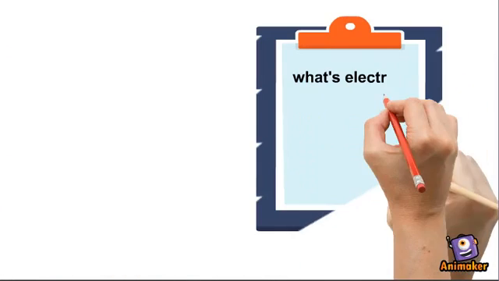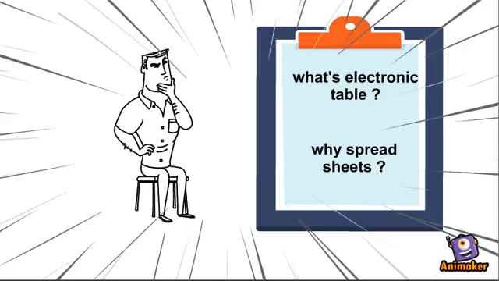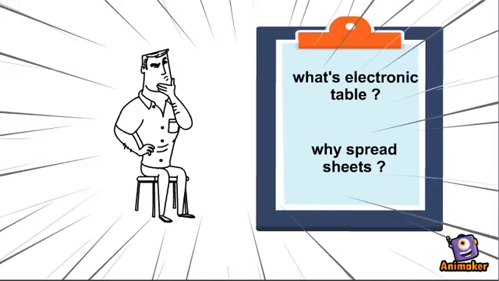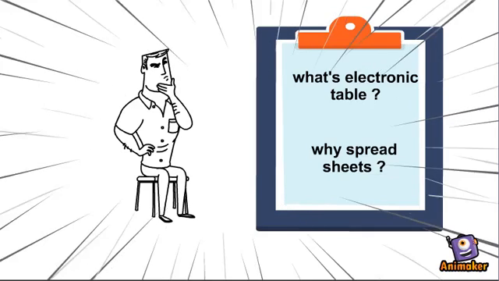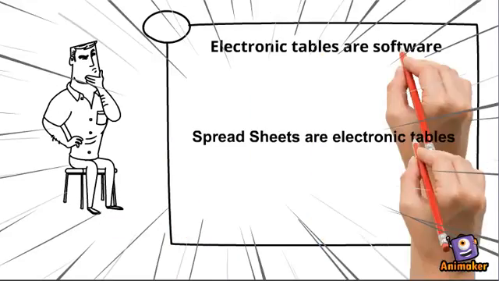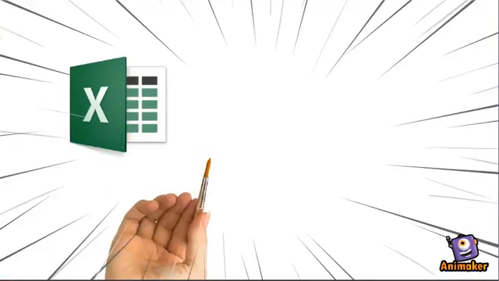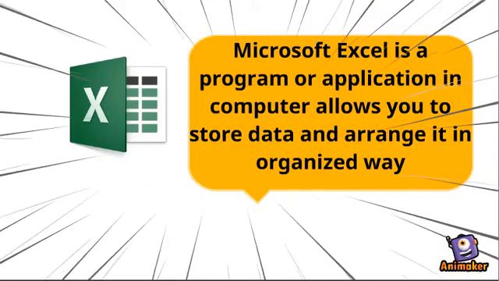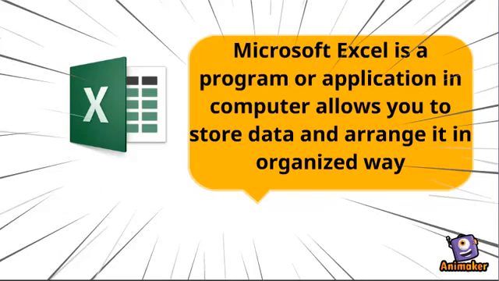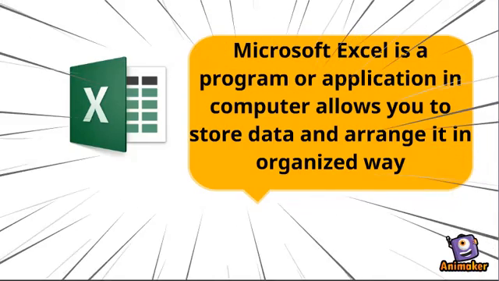Why a spreadsheet? Actually, an electronic table is software designed to help you collect so many data inside it and organize it with less effort, of course, to get various information. But what is a spreadsheet? A spreadsheet is an electronic table. It collects a big amount of information and saves it quickly through something called a worksheet. One of the famous examples, of course, is Microsoft Excel. Microsoft Excel is a program or application used to store data. You can restore it and you can organize it, of course.